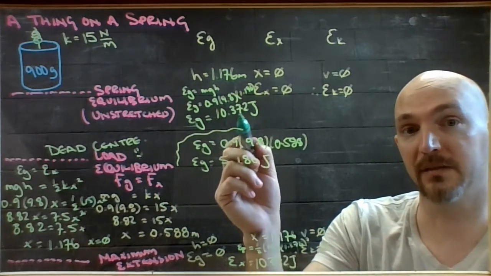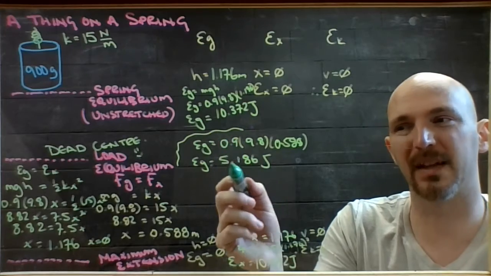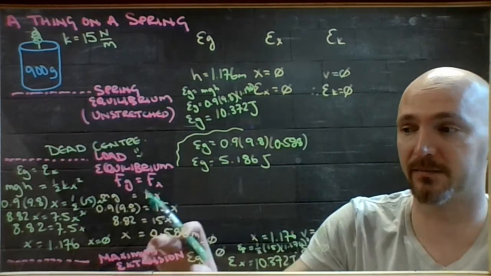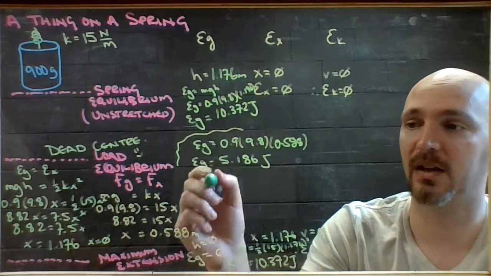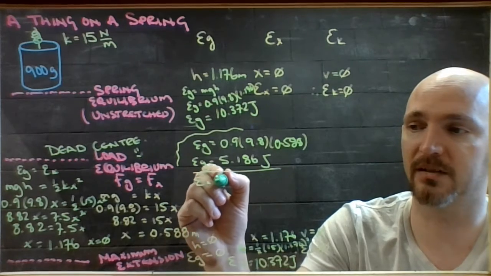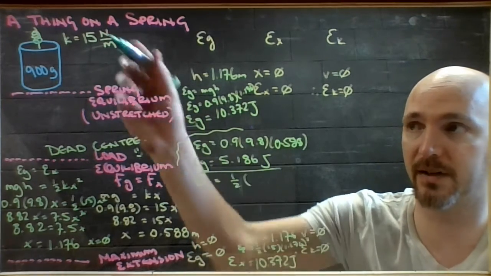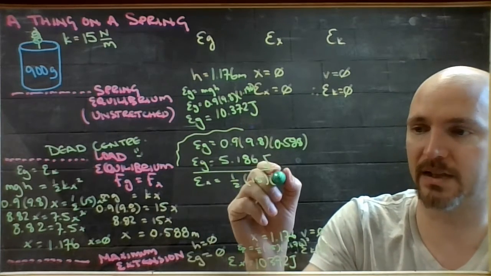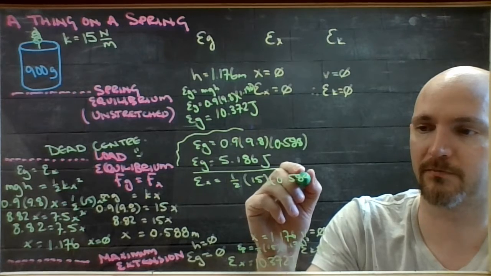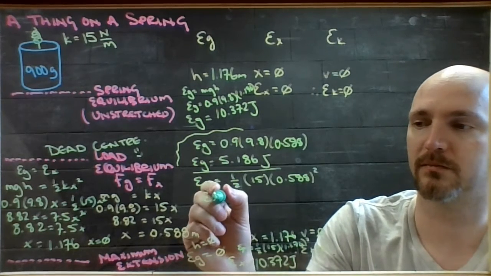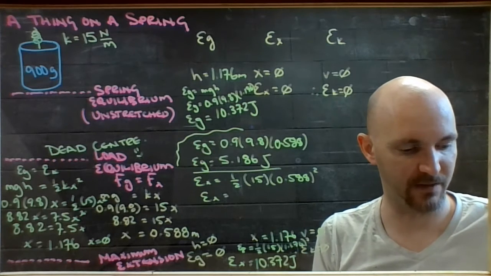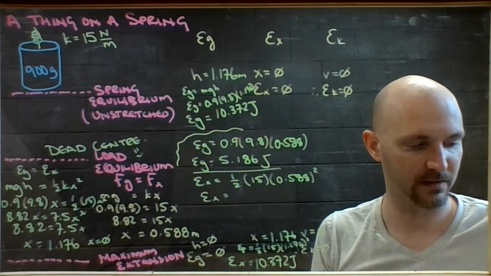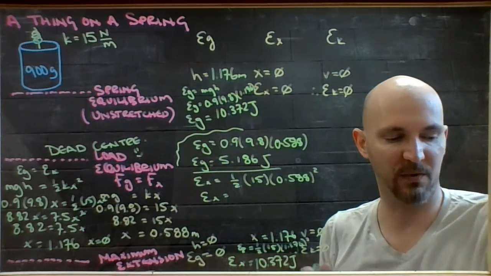Now, that's not everything, right? I was expecting 10.37, but that's only part of it. At this place, the spring has also been stretched a little bit, that much to be specific. So I will have some spring energy there. It's 1/2, the k value is 15, times the amount of stretch squared, which is 0.588. So if I work that out, 0.588 times 0.588 times 15 divided by 2 gives me 2.593.